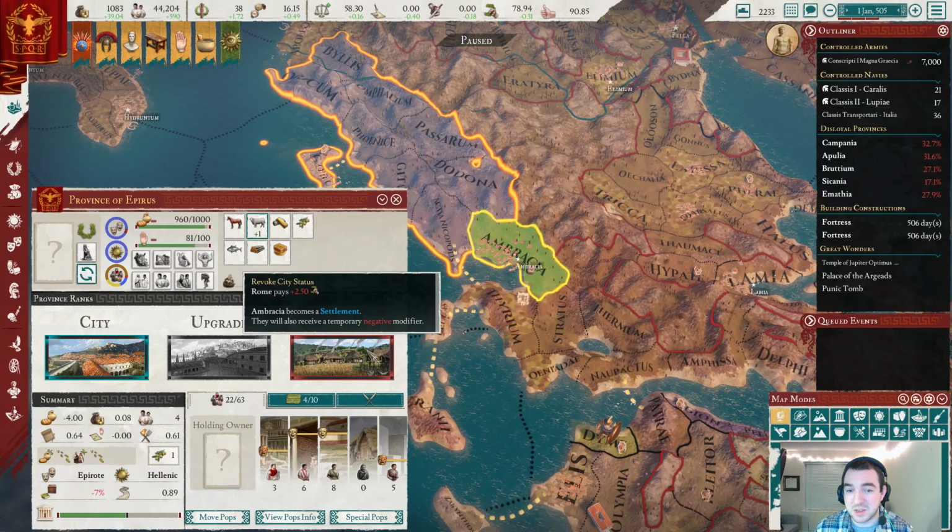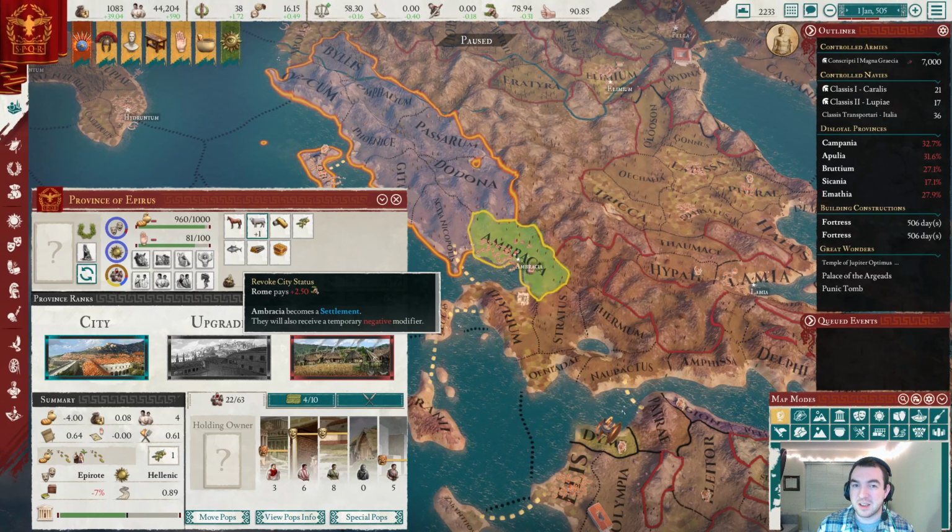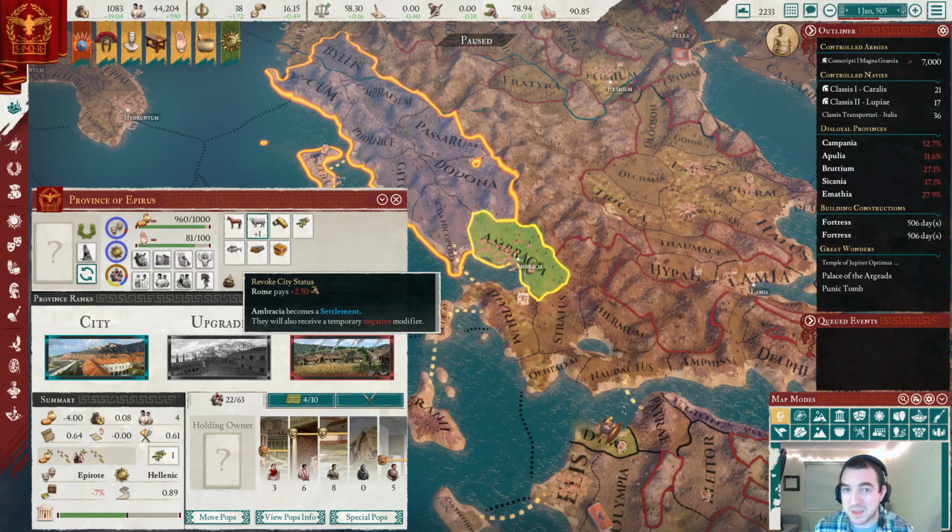And honestly, because I wanted to have a lower cost, but I do believe there being a cost is still important for this mechanic, I think 2.50 is a fair discount to give myself. And of course, this is a system level change, so the AI can also revoke cities at this lower cost. So it's only really a discount for me because I'm purposely revoking cities all the time based on my strategy to provincial min-maxing.